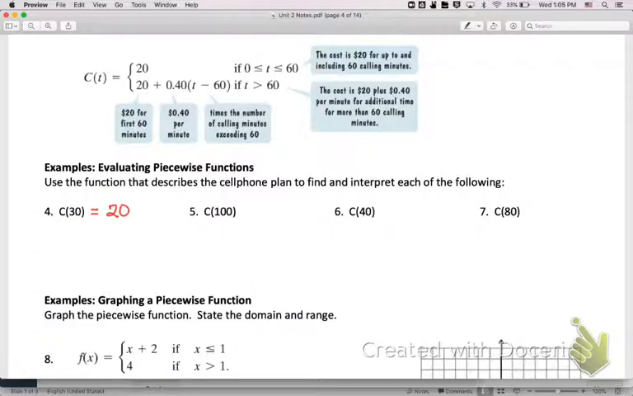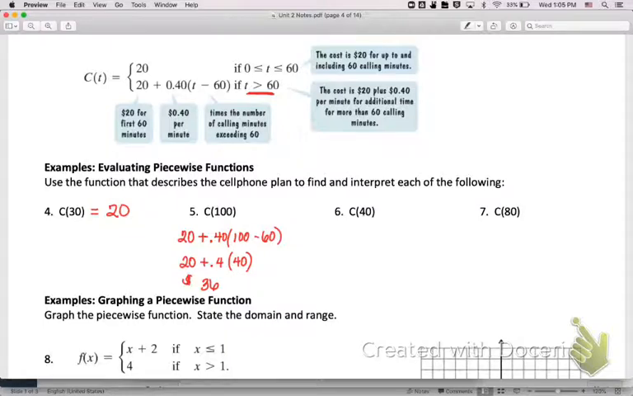If I want C of 100, 100 is a number that is greater than 60, so I would need to plug this into the bottom rule. 20 plus 0.40 times 100 minus 60. So that is 20 plus 0.4 times 40. And that comes out to $36. So if you speak for 100 minutes on the phone, your total bill is going to be $36.